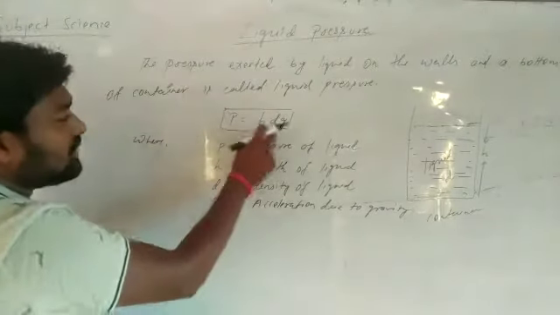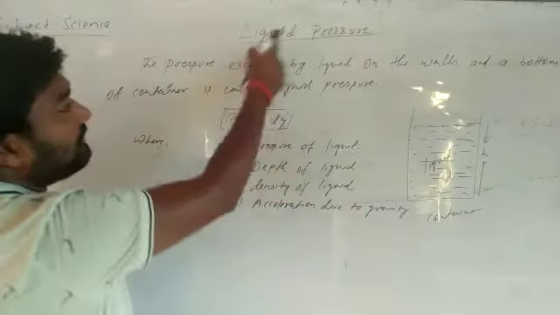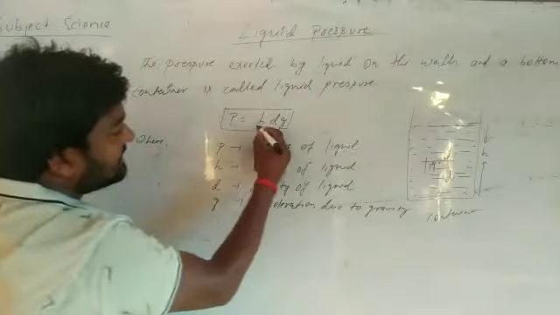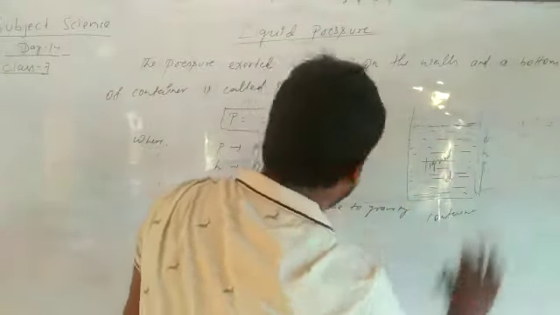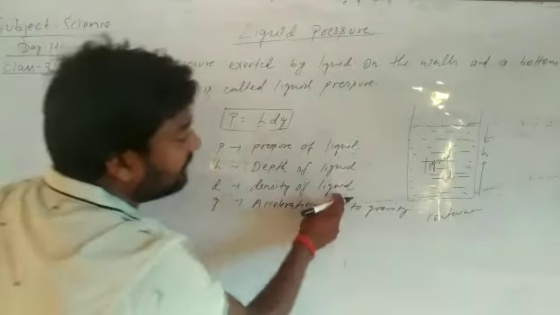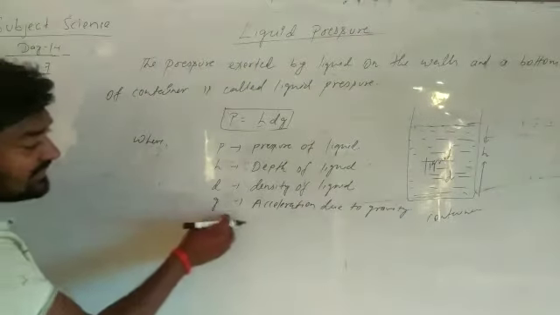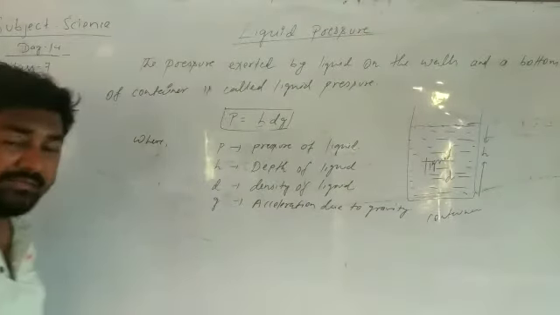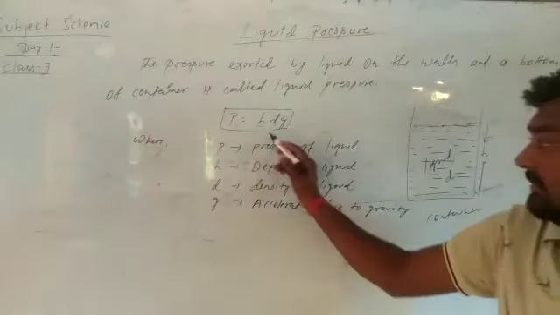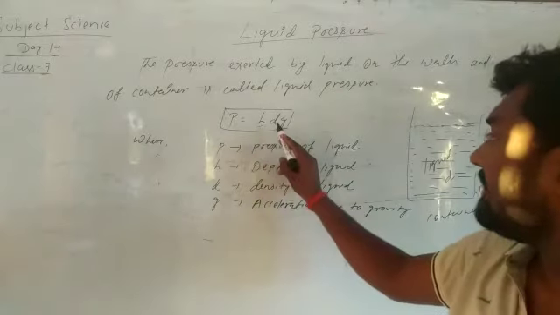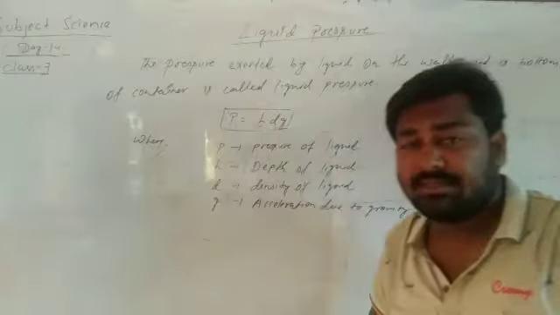Its formula is P = hdg. P means pressure of the liquid, or liquid pressure. h means depth of the liquid, which means the height of the column of the liquid. d means density of the liquid. g means acceleration due to gravity.